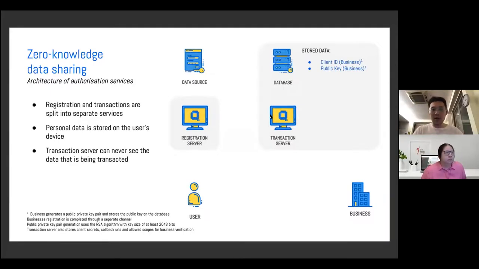For SGID, there are two main parts. There's the registration server and the transaction server. And then the user has an app on their phone. So there are two servers and then one app on your phone.